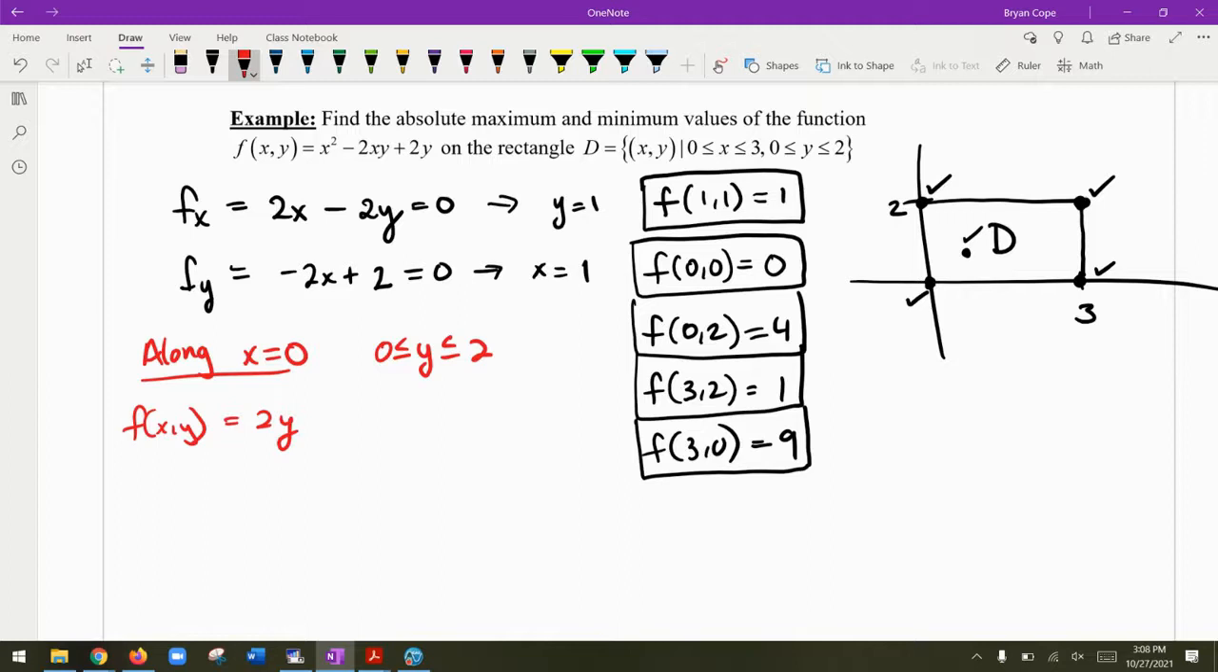That's not a good way to write that, you guys. Let's put a 0 in place of x. That's a better way to say this. Can you fix that, please? F of 0, y equals 2y.